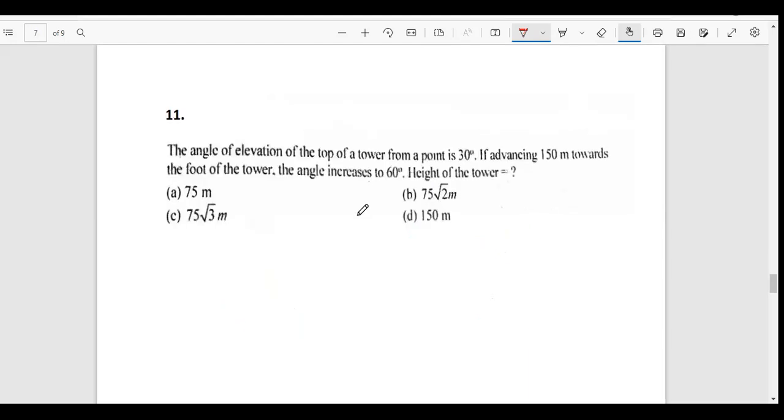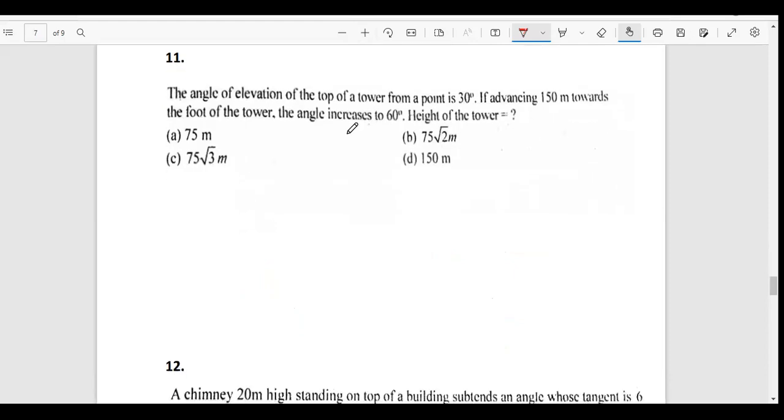Let's talk about one last question right here. It is very, very important. It says the angle of elevation of the top of a tower from a point is 30 degrees. If advancing 150 meters towards the foot of the tower, the angle increases to 60 degrees. What is the height of the tower?